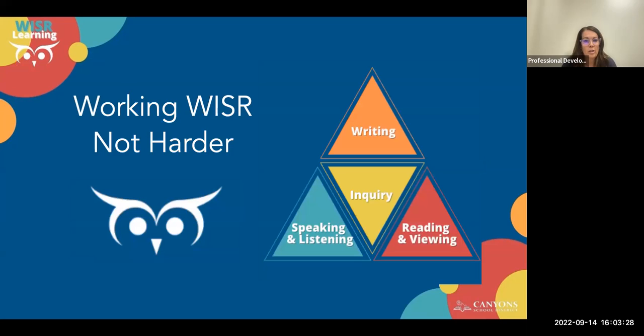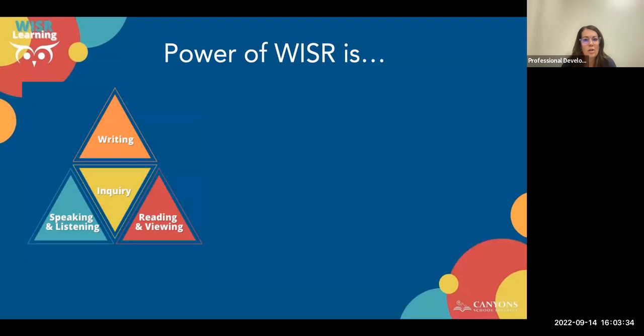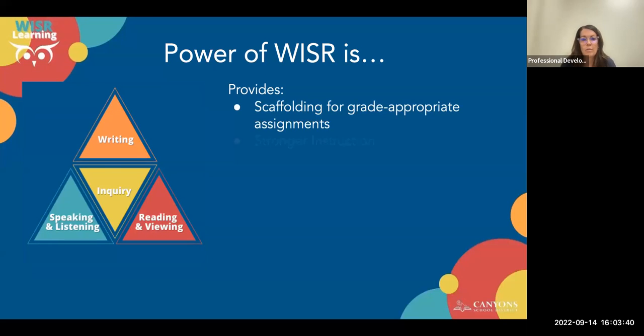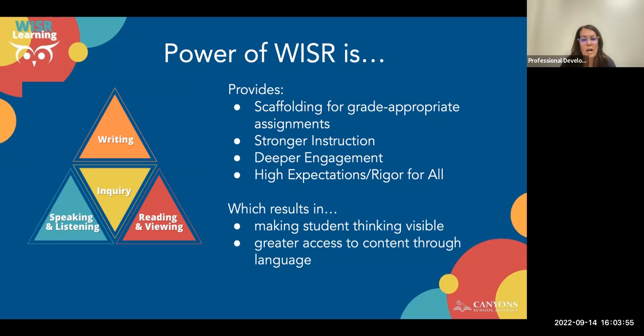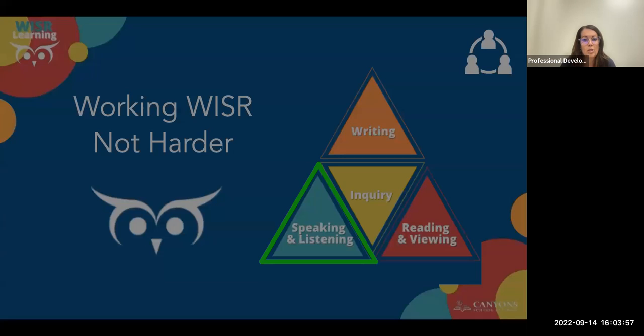As a reminder, on our district day, we did talk about WISR, where we should be working WISR and not harder. So the power of WISR, and this is review, is that it provides scaffolding for grade appropriate assignments, which is critical. It supports stronger instruction, deeper engagement, and higher expectations. That rigor should be for all students, not just the students who you may classify as high. All students need rigor, which results in making student thinking visible and having greater access to content through language.